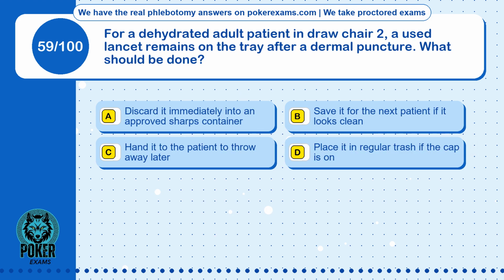Question 59. For a dehydrated adult patient in draw chair 2, a used lancet remains on the tray after a dermal puncture. What should be done? Option A. Discard it immediately into an approved sharps container. Option B, save it for the next patient if it looks clean. Option C, hand it to the patient to throw away later. Option D, place it in regular trash if the cap is on.